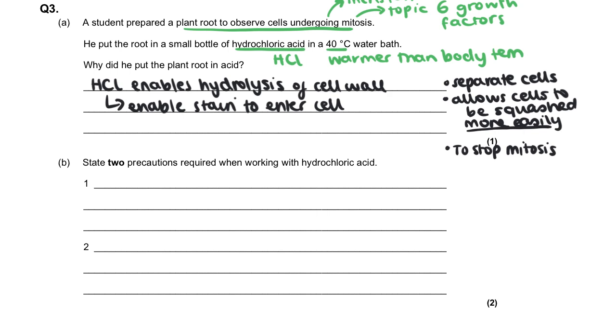But remember that hydrochloric acid is a solution, it's aqueous, and therefore it can produce the water or can add in the ions needed to hydrolyse the glycosidic bonds between the cellulose cell wall.